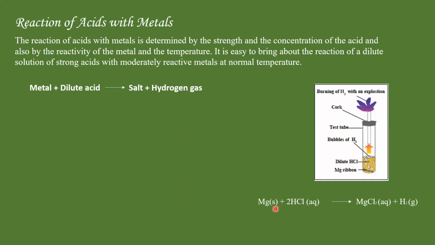Magnesium, which is Mg, plus 2HCl, which is hydrochloric acid, aqueous. This is very important, people, aqueous. Aqueous means it is dissolved in water, so that means it is dilute. It gives MgCl2, which is nothing but a salt, plus H2, which is hydrogen gas. Now how does it happen? I'm going to write it over here. This is the basic thing which happens when dilute acids react with metals.